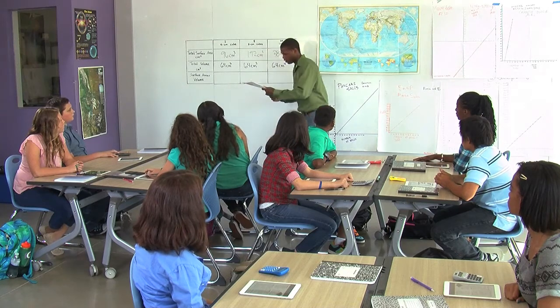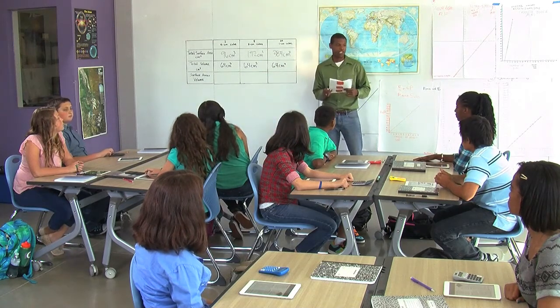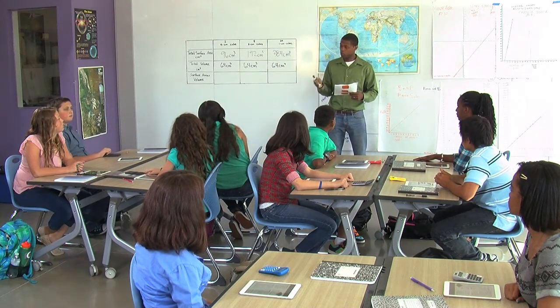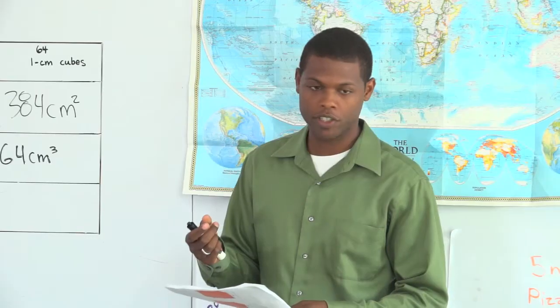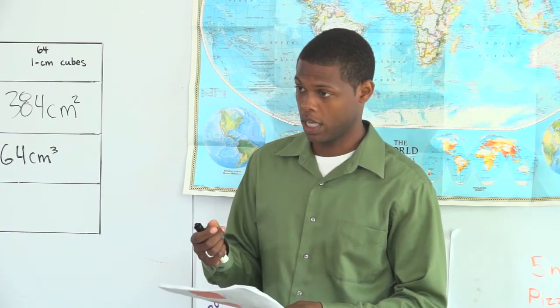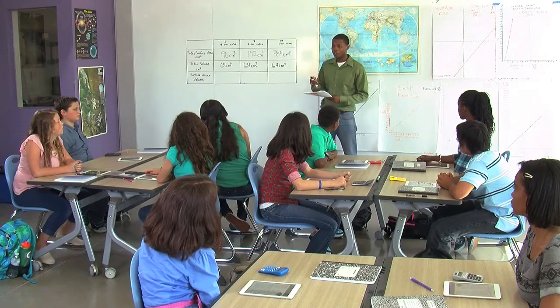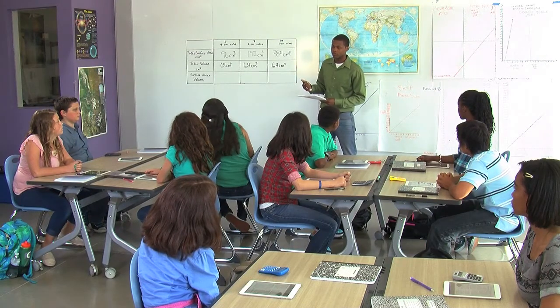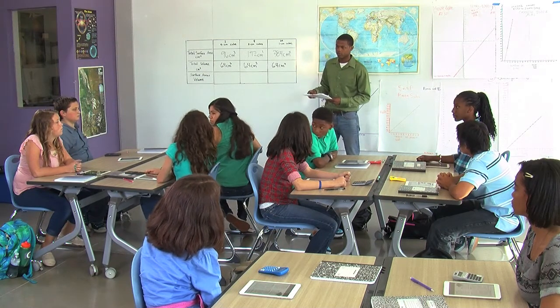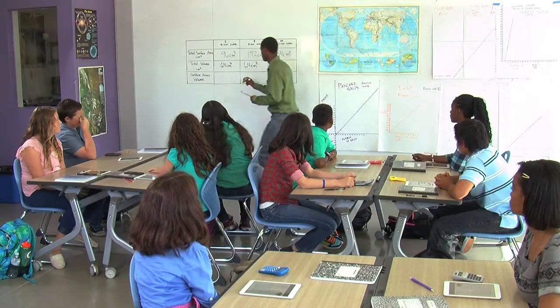Now let's figure out the ratio surface to volume for each set of cubes. To do this, we need to divide the surface area by the volume. Vanessa, what's the ratio for a 4-centimeter cube? First, you have to take the surface area, which is 96, and you divide it by the volume, which is 64, and then you get 1 and 1/2. So the ratio is 1.5 to 1.